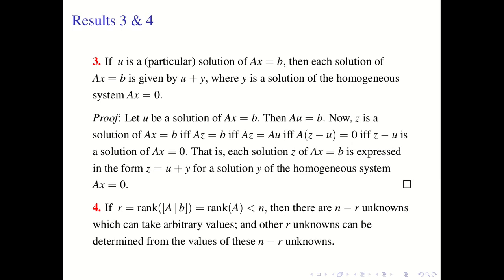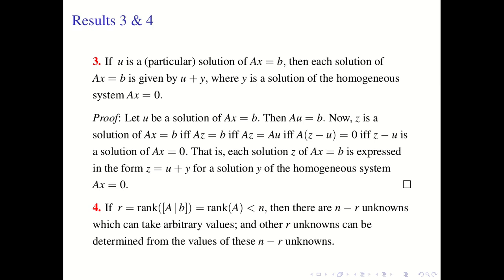Now, if U is a particular solution of Ax equal to B, then each solution of Ax equal to B is given by U plus Y, where Y is a solution of the homogeneous system Ax equal to 0. That means, given any particular solution U, every other solution is equal to U plus a solution of the homogeneous system. That's what we want to prove.